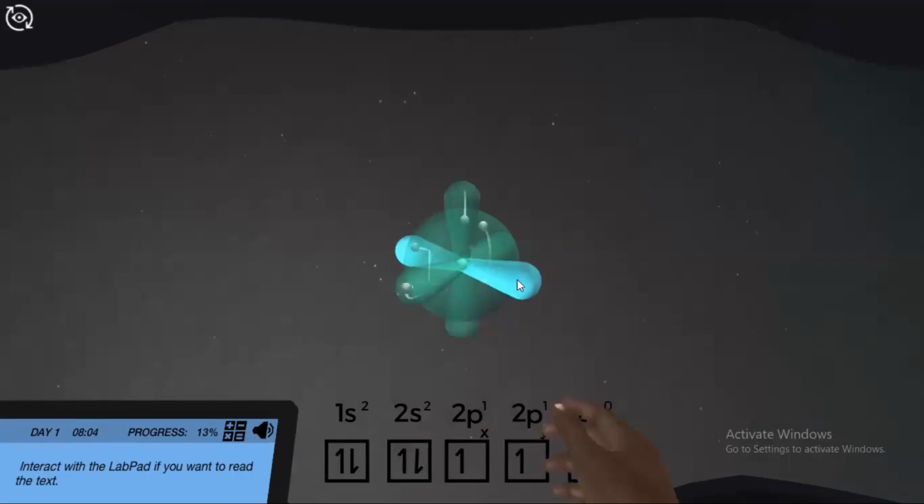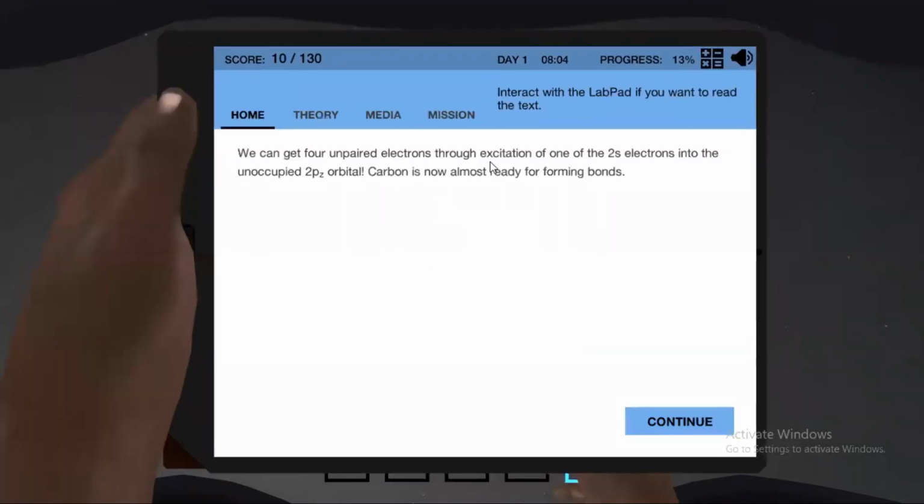How can that be? We can get 4 unpaired electrons through excitation of one of the 2s electrons into the unoccupied 2pz orbital. Carbon is now almost ready for forming bonds. Carbon bonds depend on the type of hybridization that takes place in the electron orbitals. Hybridization is a process where the orbitals mix to form hybrid orbitals. Let's see the different types of hybridization, starting with the most simple one, the sp3 hybridization.